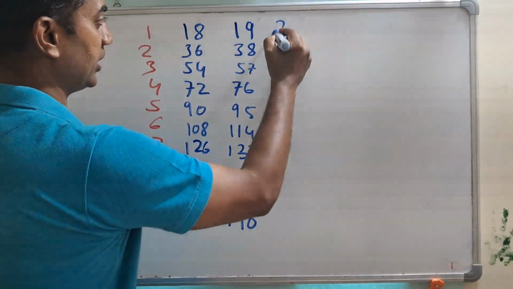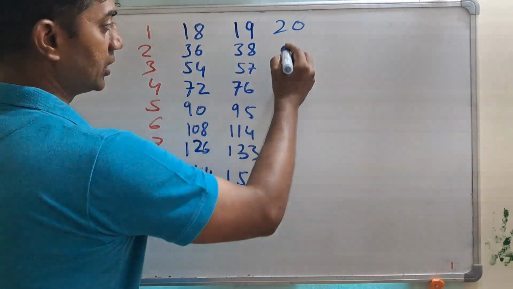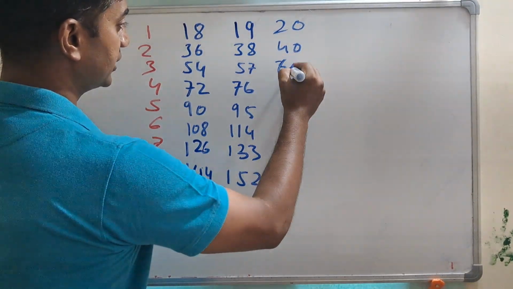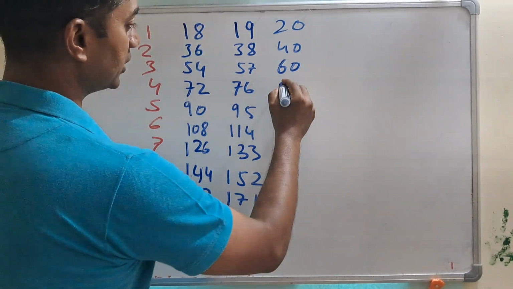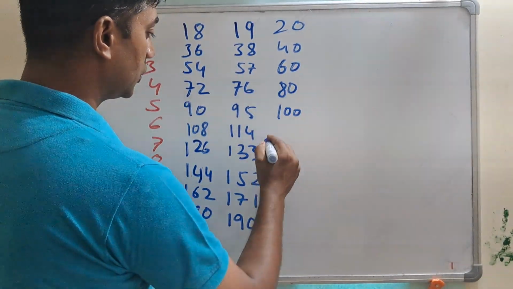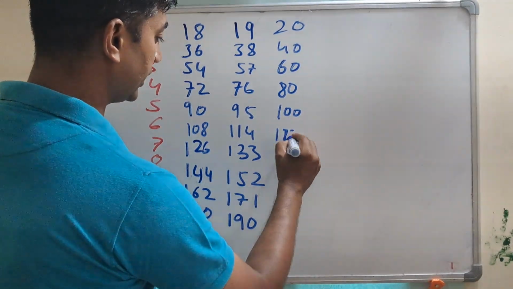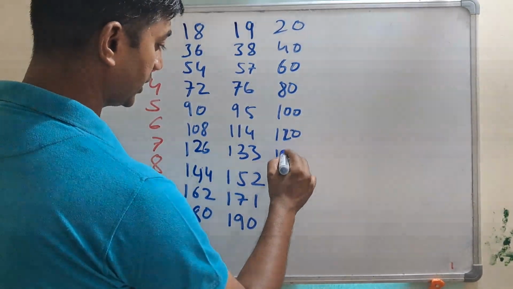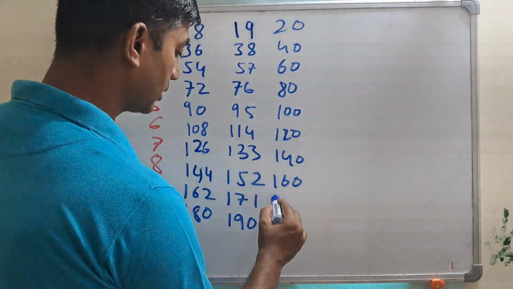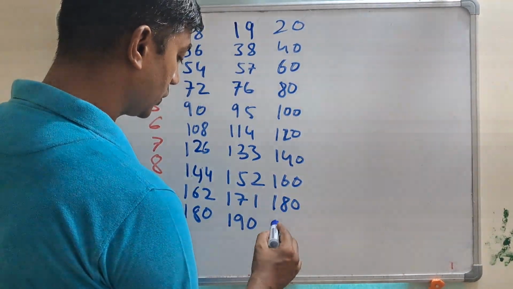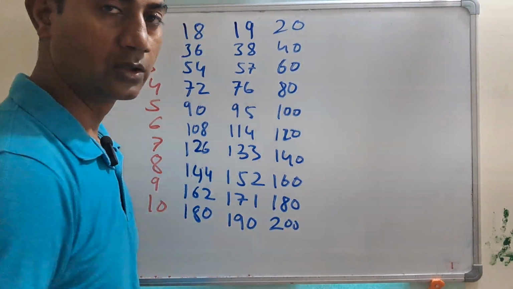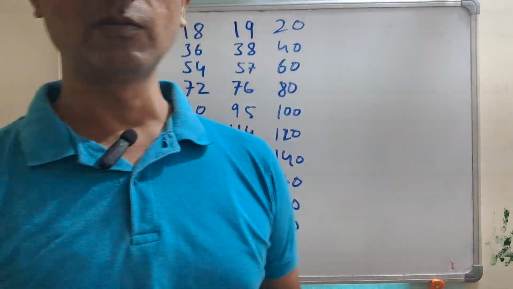And the last table is 20. 20 1 ja 20, 20 2 ja 40, 20 3 ja 60, 20 4 ja 80, 20 5 ja 100, 20 6 ja 120, 20 7 ja 140, 20 8 ja 160, 20 9 ja 180, 20 10 ja 200.